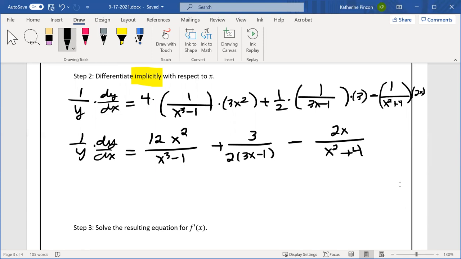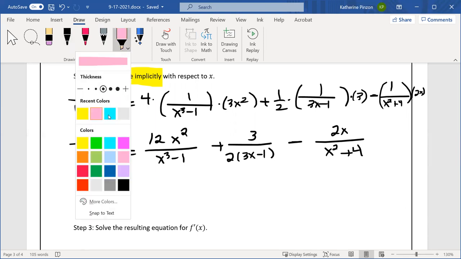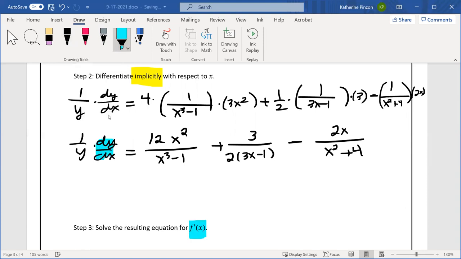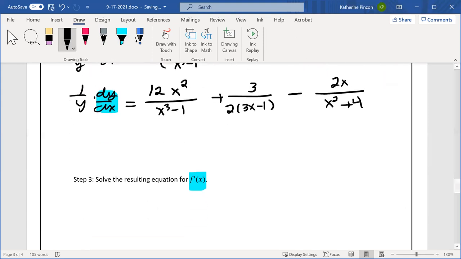Okay, so now it says, remember, our goal was to find f prime of x, right? Or the derivative. So now I need to find f prime of x or dy dx. Remember, those are the same. F prime of x is the same as dy dx. How do you get dy dx by itself? What do you do to get rid of that 1 over y? Multiply by y, right? So dy dx is y times all that stuff.